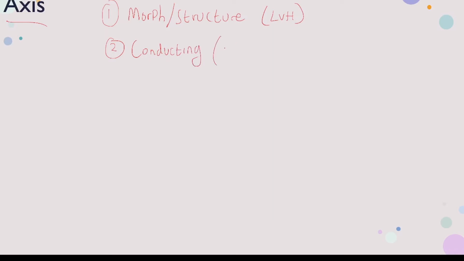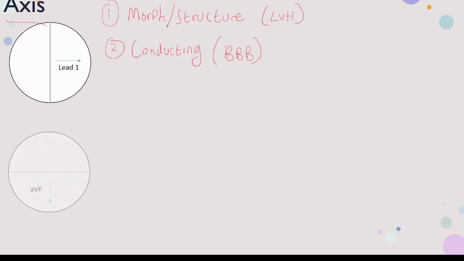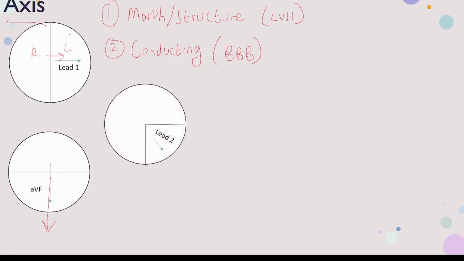For example, something like a bundle branch block. So how I like to calculate the axis is by using two leads, lead 1 and AVF. The reason being is, well, they are quite easy leads to think about. One goes in the right to left direction, and one just goes straight to the ground. Now, when you combine these two leads, what do you get? You get something like this, which is sort of similar to lead 2.